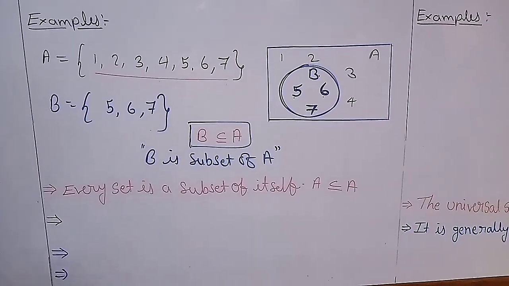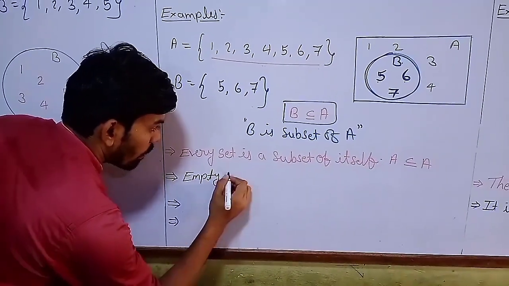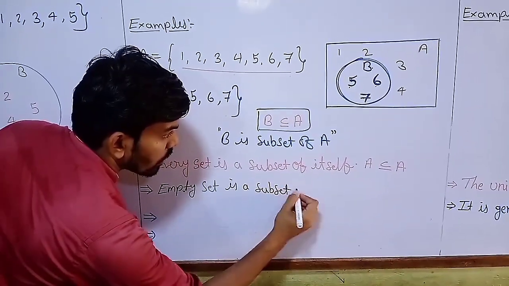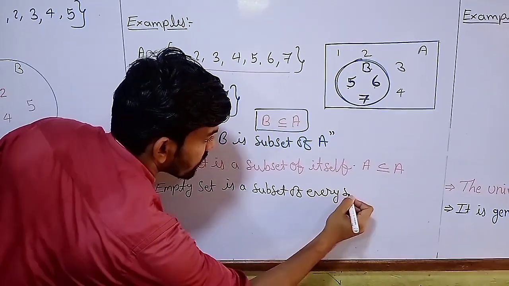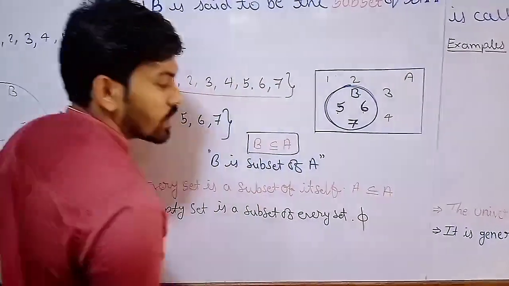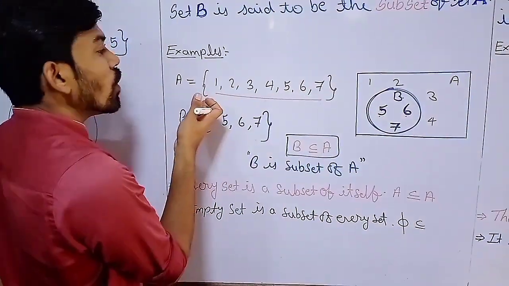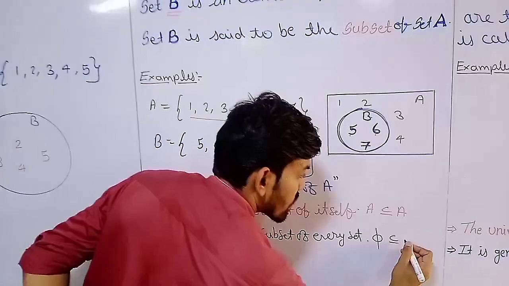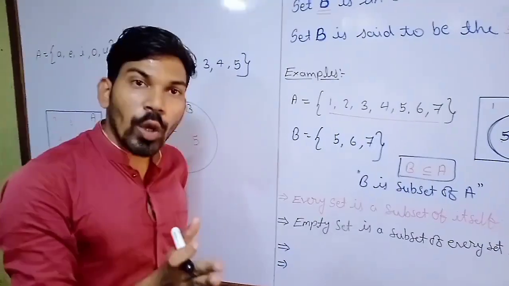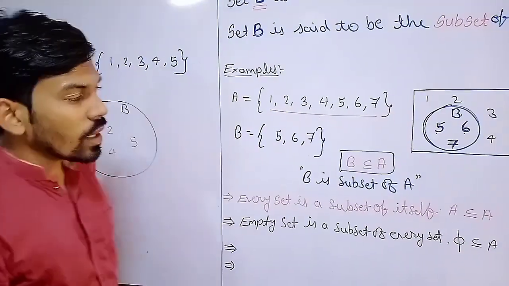The second one is the empty set. The empty set is a subset of every set. We represent it as a subset of every set. So, taking the example of A, we can say the empty set is a subset of set A. Can we say this? Yes, because the empty set means there is no element in it, and here we have the set A, in which we have the elements 1 to 7.